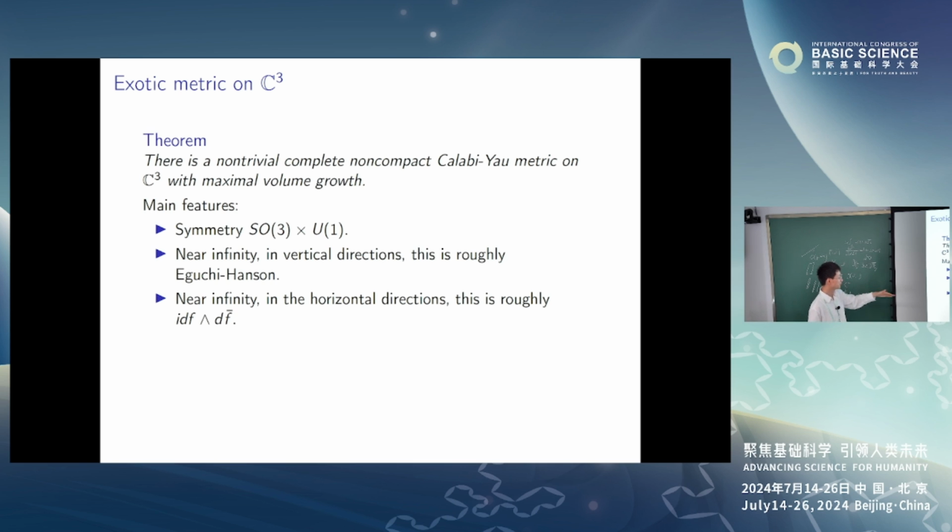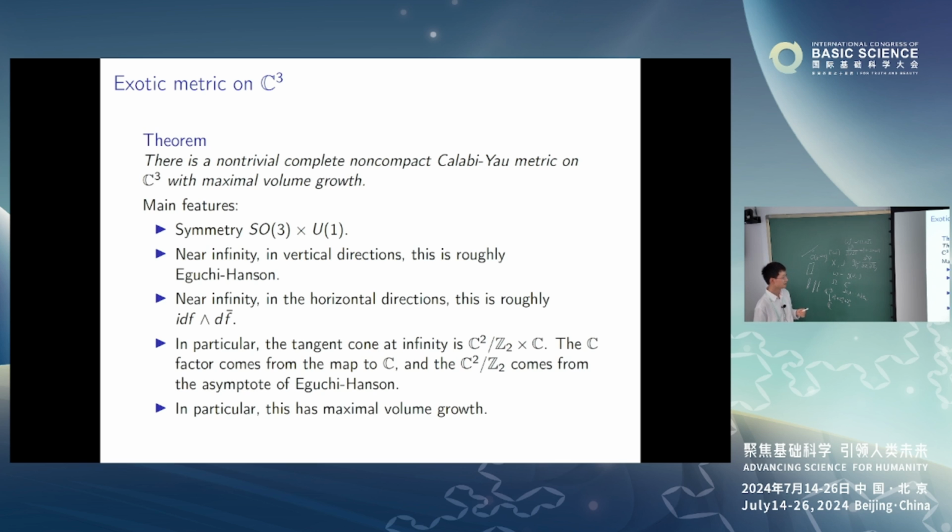Now, in the horizontal direction, as opposed to the fiber direction, what happens is that you have a Euclidean metric on C downstairs, and you basically pull back this. So this is an approximate description of the metric, and in particular, the tangent cone at infinity, meaning that you scale down the metric and try to take a limit as the scaling sequence goes to infinity. The tangent cone at infinity is C2 over Z2 times C.